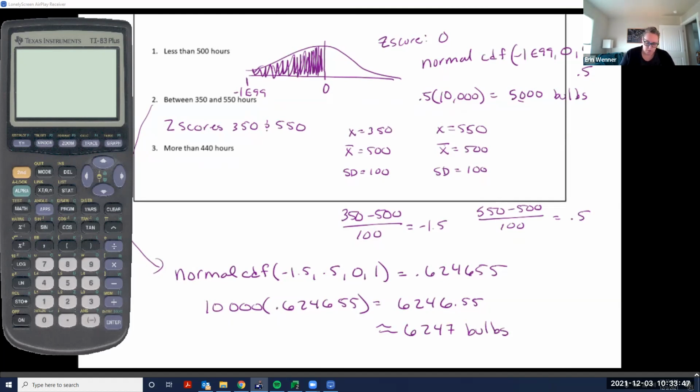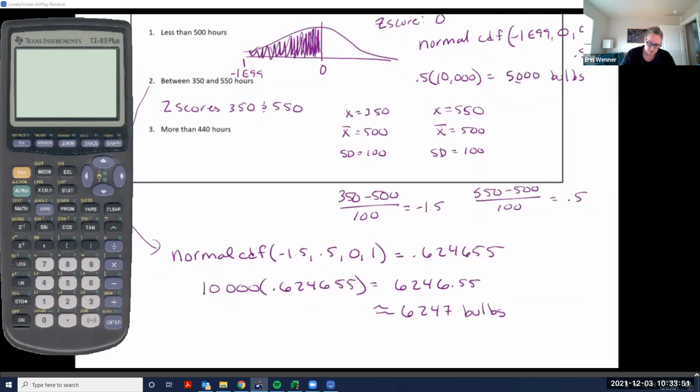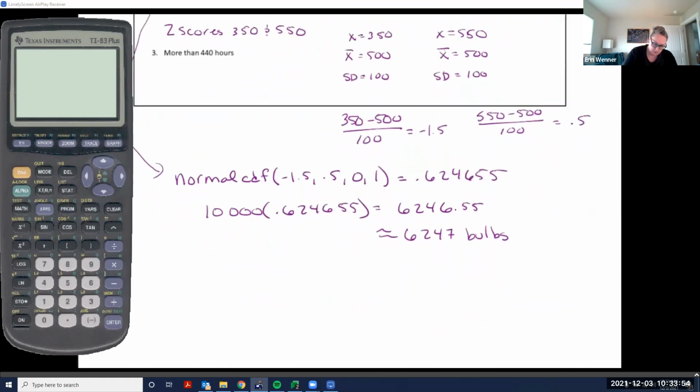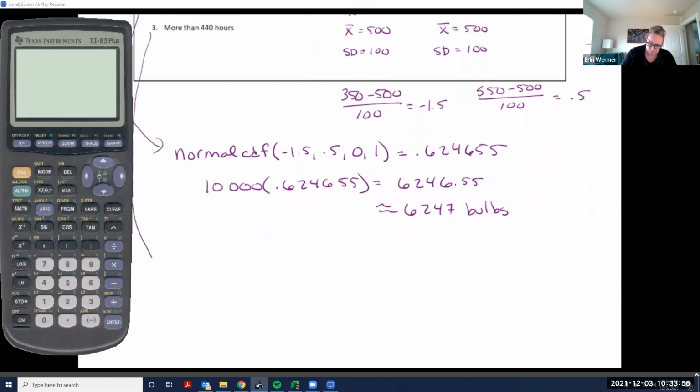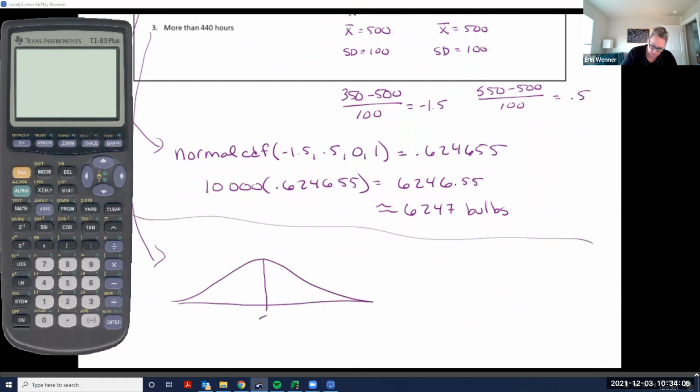Okay, so number 3 says more than 440 hours. So if we bring number 3 down here, we think about our curve. We've got our standard deviation here in the middle. And so 440, remember our mean, is 500. So 440 is going to be like right here. And we want more than that. So we're looking at everything to the right.